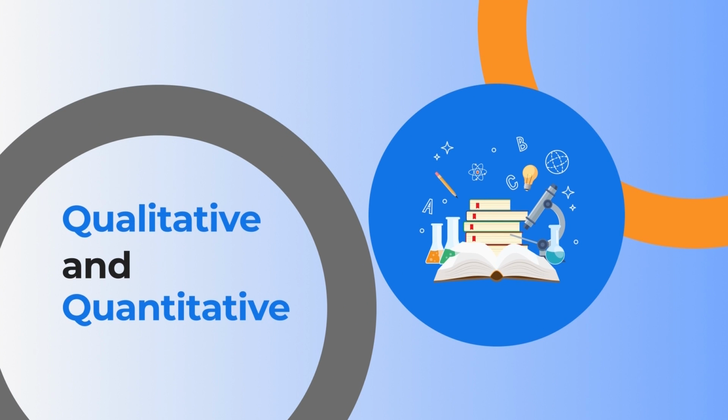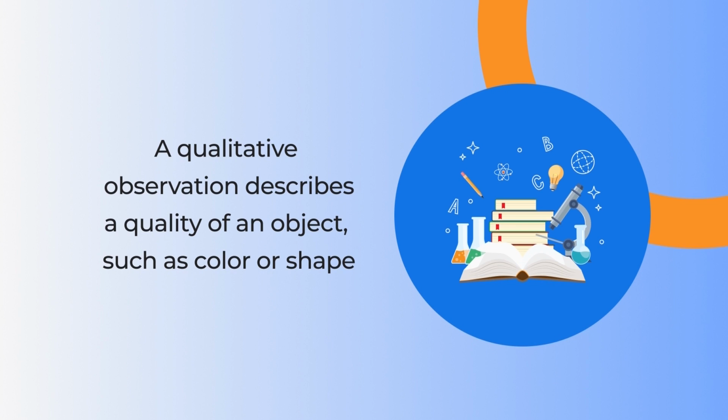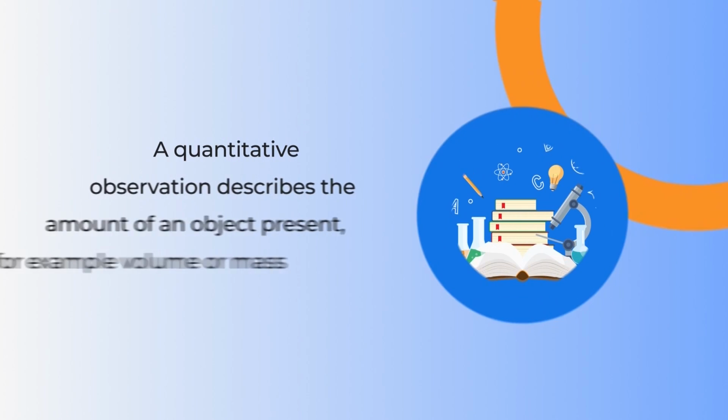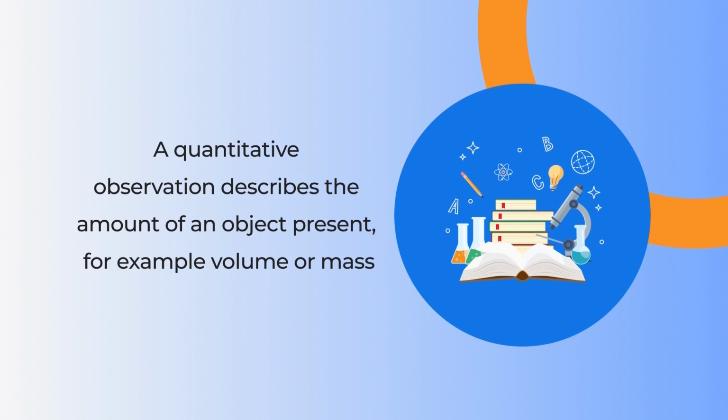Qualitative and quantitative observations. There are 2 types of observations: qualitative and quantitative. A qualitative observation describes a quality of an object such as color or shape. A quantitative observation describes the amount of an object present, for example, volume or mass.